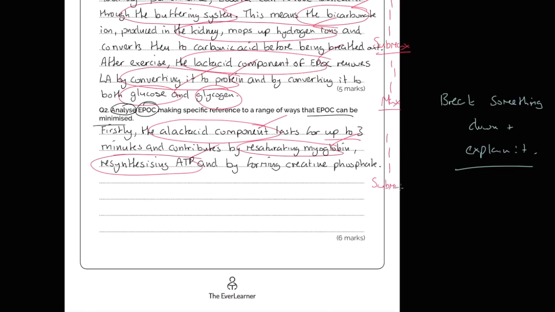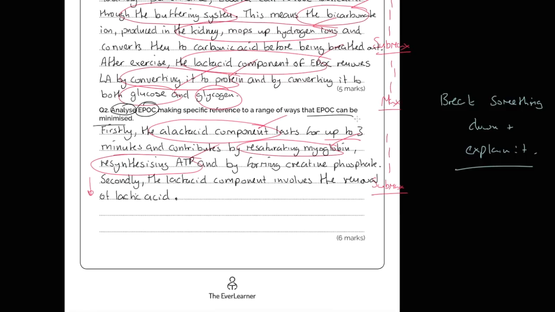Okay, and now perhaps I've got a submax. Why? Because I'm not saying about minimizing this. And by forming creatine phosphate, exactly what we said before. Now, secondly, the lactic component involves the removal of lactic acid. But the problem is, I can't really get another mark for that because I've already got my submax for analyzing EPOC. Maybe I'd have two submaxes in here. So even though that removal of lactic acid is correct, maybe I've already got the three that's available for analyzing EPOC. So what do I have to do now?